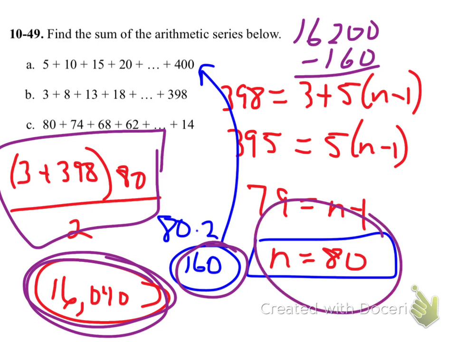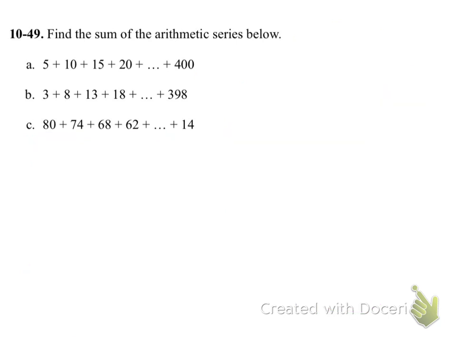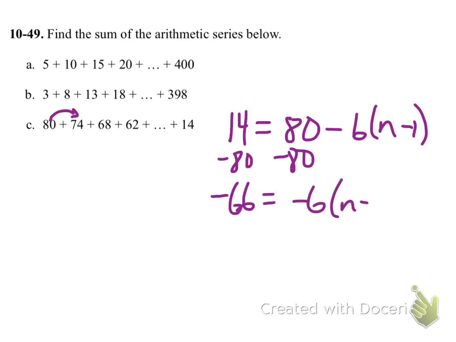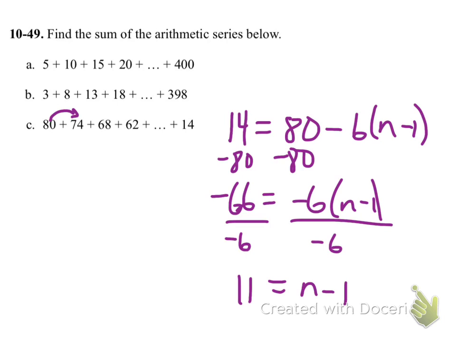So then problem C, I'm going to go through again and do my same thing. 14 is my last term. My common difference this time is now a negative 6. So 80 is my first term minus 6 times n minus 1. So now I'm going to subtract the 80 from both sides. Get a negative 66 equals a negative 6 times n minus 1. Divide by a negative 6, I get 11 equals n minus 1. And my n is 12.